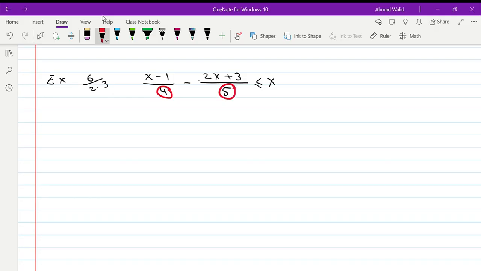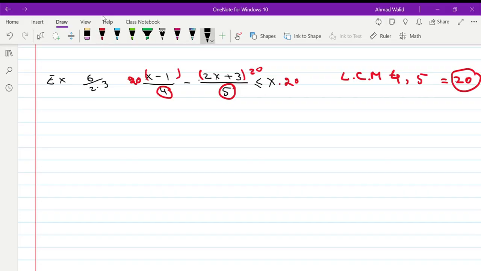What is the LCM between 4 and 5? I was not your teacher in elementary algebra. I would show you the easiest way. LCM between 4 and 5 is 20. Correct? After you found your LCM, multiply your LCM to all terms. It means multiply it here by 20, multiply here by 20, and multiply this side also by 20. Correct?